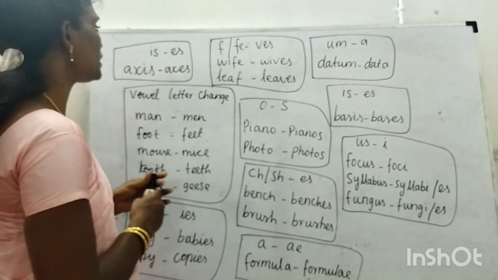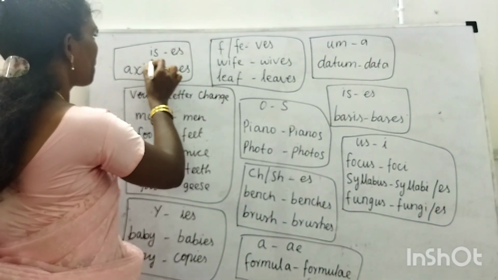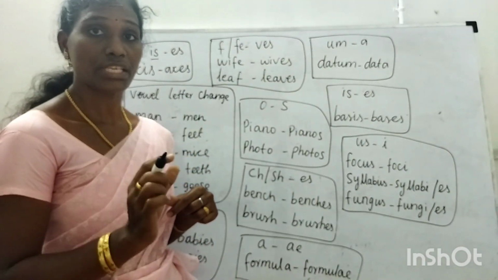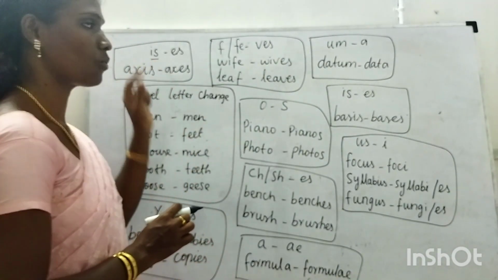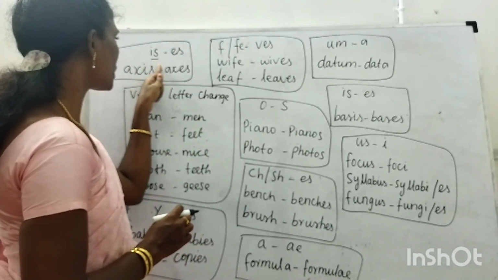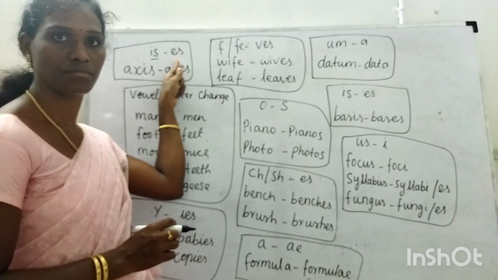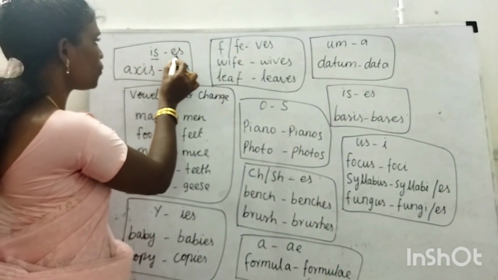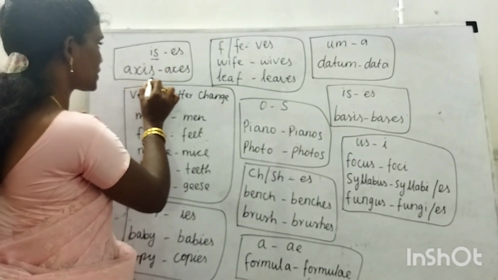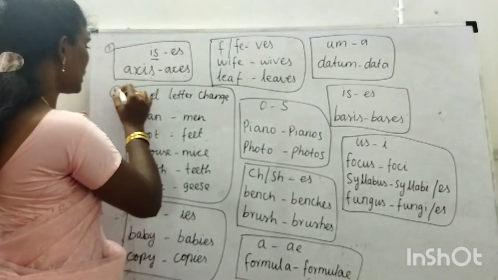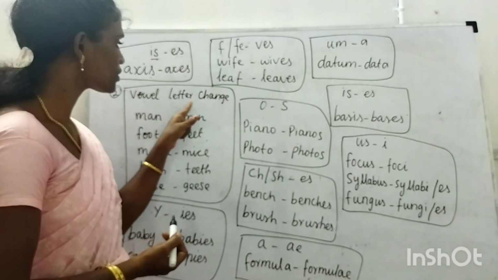There are special tips. Tip one: one word, if it finishes with is, that plural changes into es. Okay, if one word finishes with is, that plural form is es. Axis, axes.